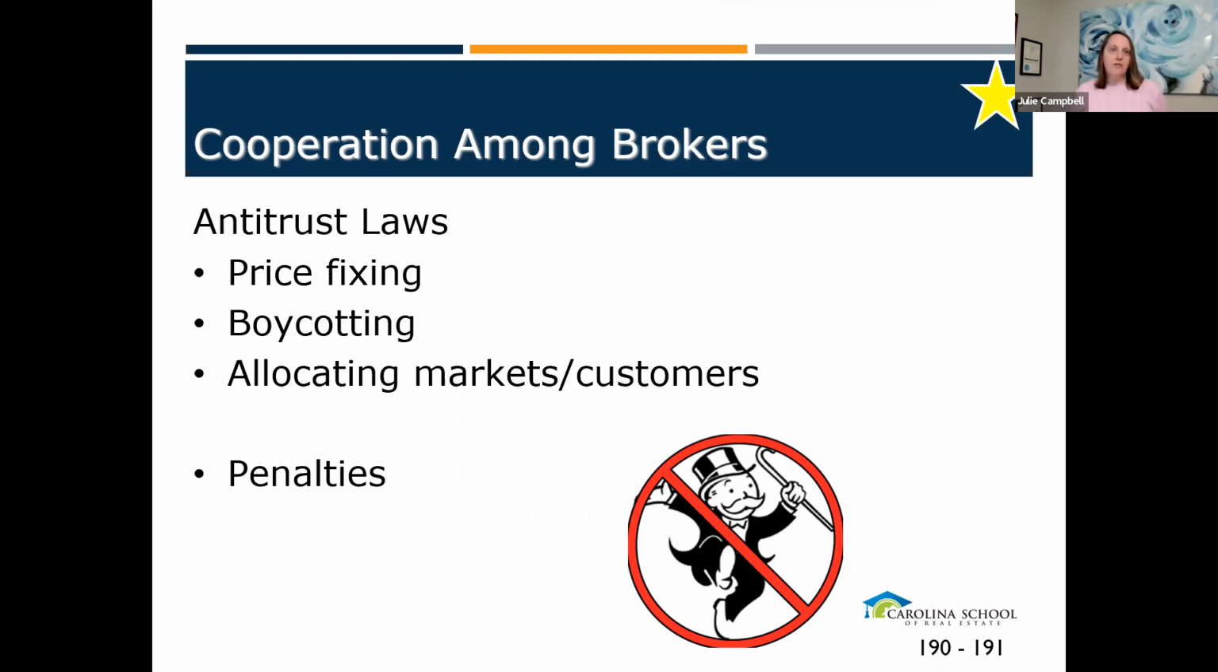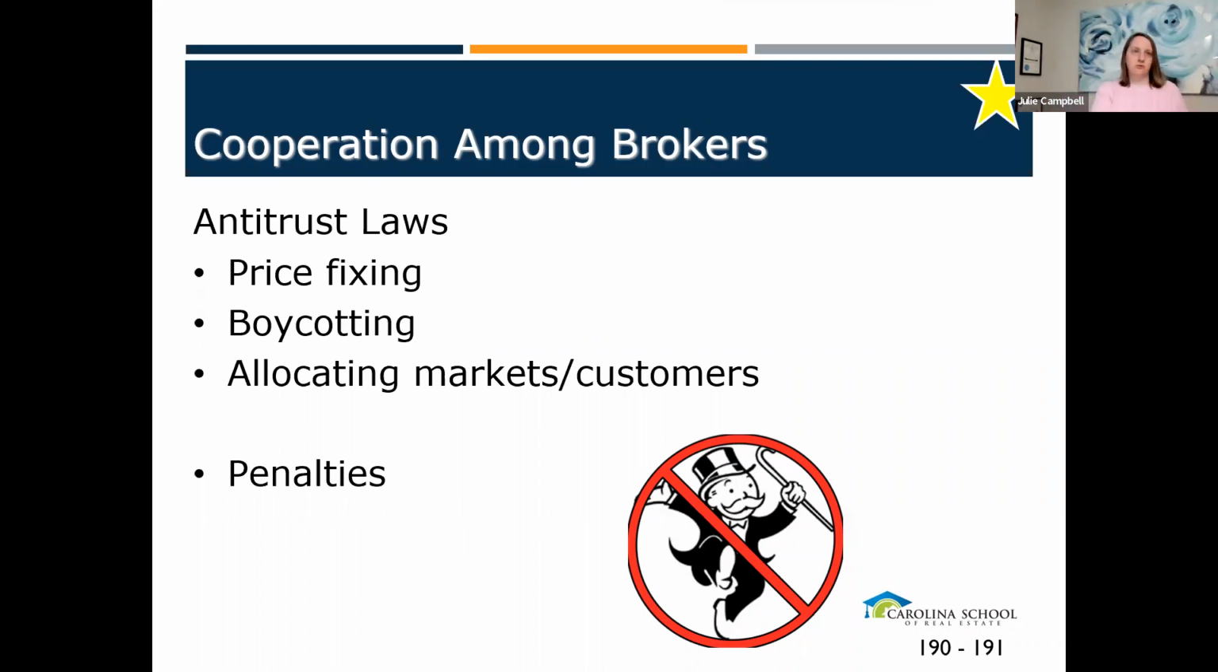So we can't work together to push somebody out. Another antitrust violation is the allocation or the dividing of markets. We can't divide our markets, divide our customers, divide the competition.